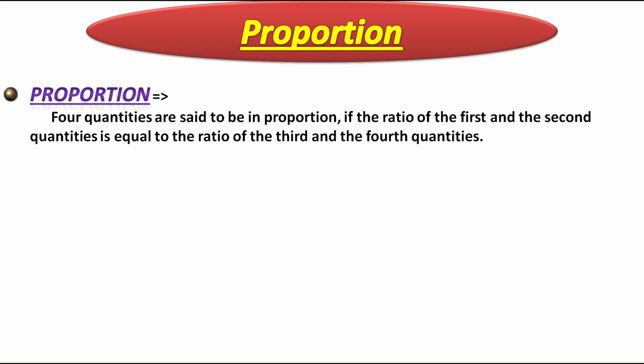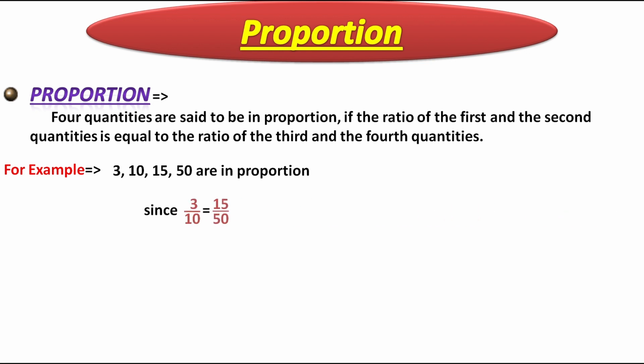Now see, here there are four quantities, and the ratio of the first and second quantity should be equal to the ratio of the third and fourth quantity. Then for those four quantities we can say that they are in proportion. So for example, here these four numbers are in proportion. Why? Because 3/10 is equal to 15/50.